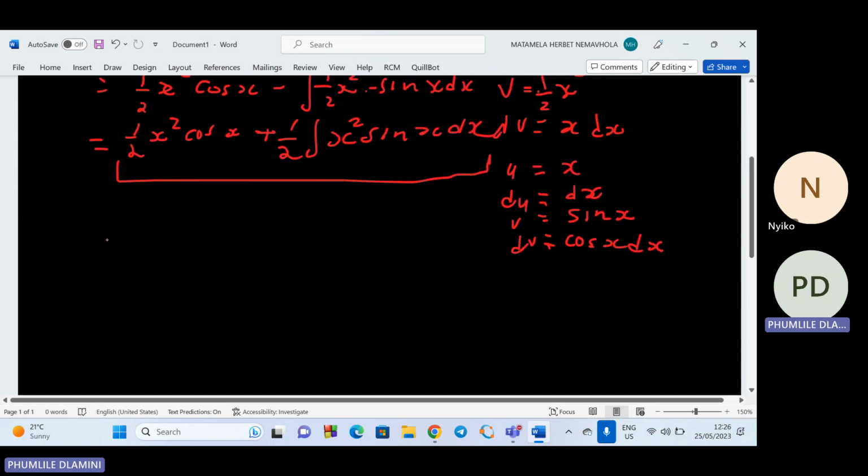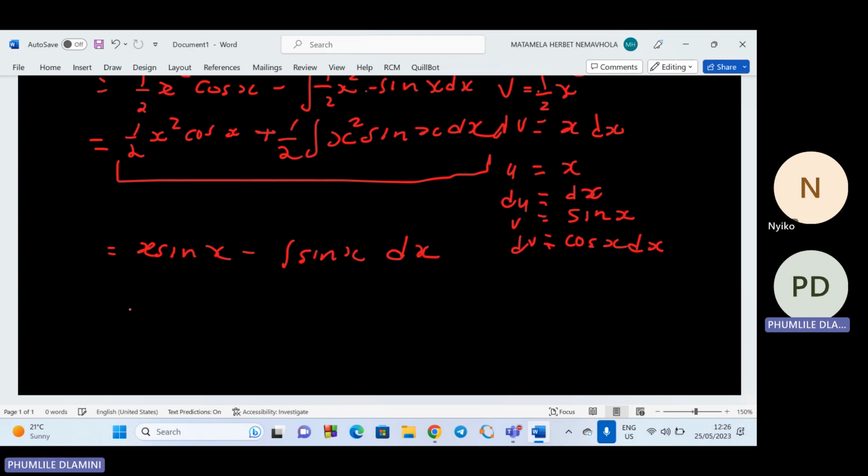And when I work it out now, it will be equal to uv, which is x sine of x, minus the integral of v, which is sine x, du, dx. So now it's easier for me to get the answer quickly, because I can just say it's x sine of x minus the integral of this one. I know it's going to be minus cos x plus c. So I have just used very simple steps to get straight to the answer.